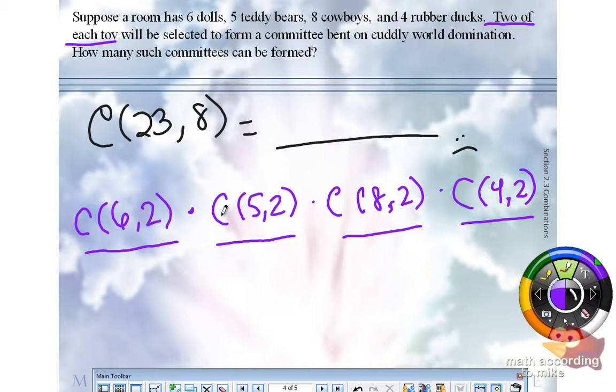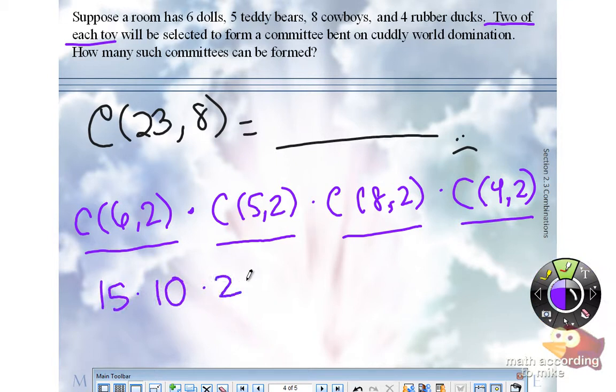If you want to find the individual numbers and multiply them together, that's cool. Okay, you got 15 times 10 times 28 times 6. Is that what you said? You got 25,200. So there's 25,200 different committees that can be formed under these restrictions.